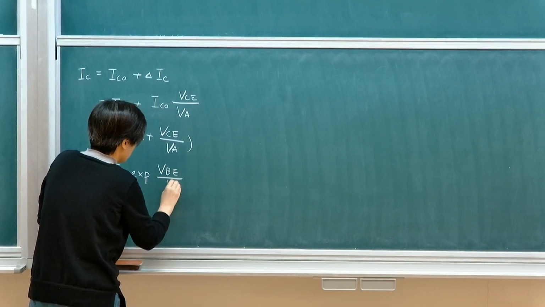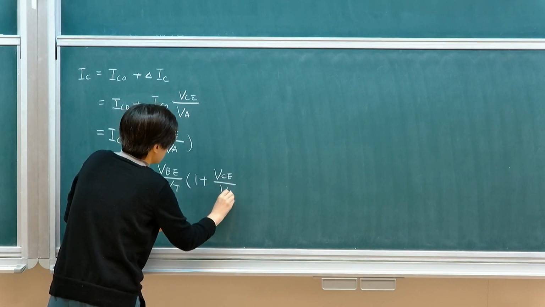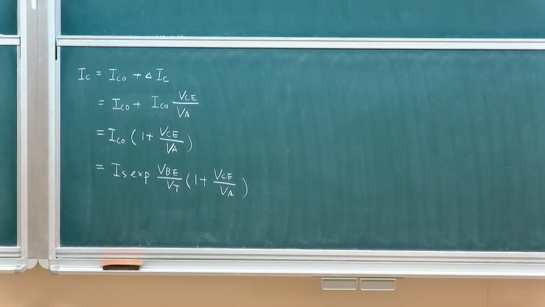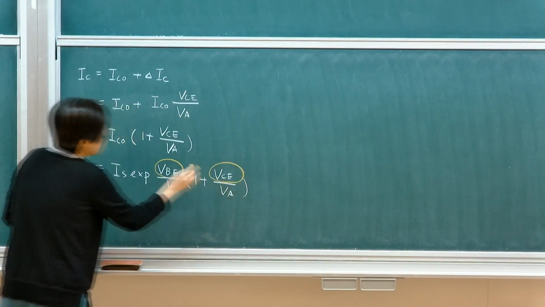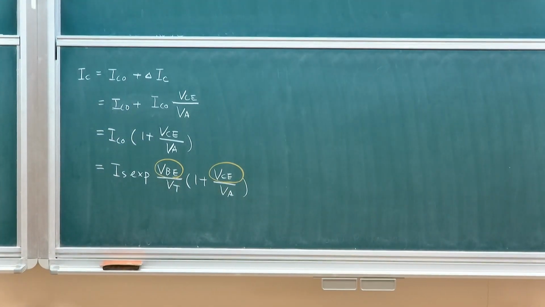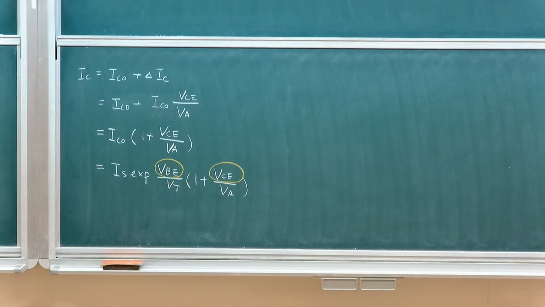VBE dependency and then plus VCE dependency. So the refined model would then tell us that the collector current will be affected by both VBE and VCE. And the main control, of course, is still VBE because VBE is an exponential, so it has much, much stronger control on the overall current. But VCE would still lead to a small increment in current. Okay? So this is just the derivation of the model we're going to use.